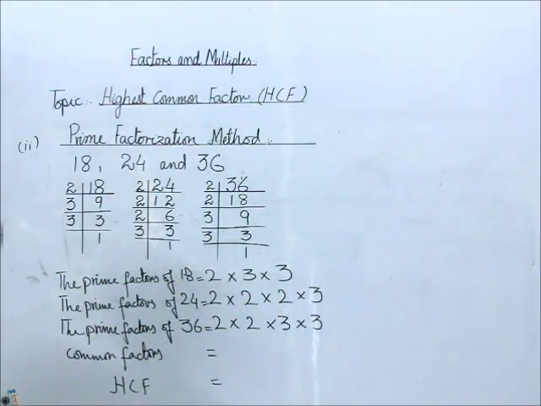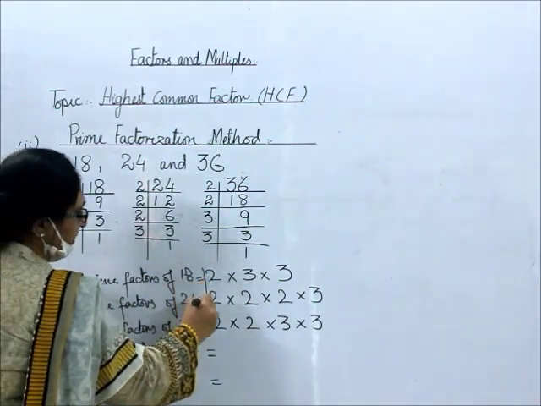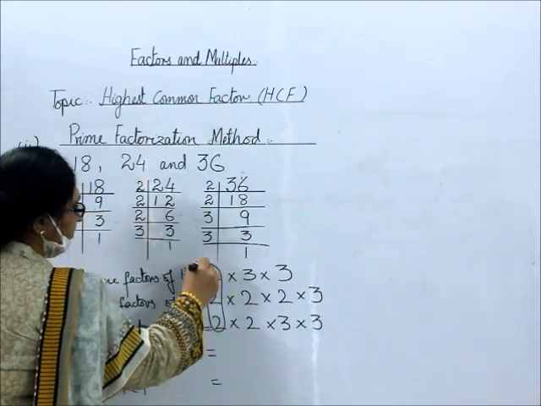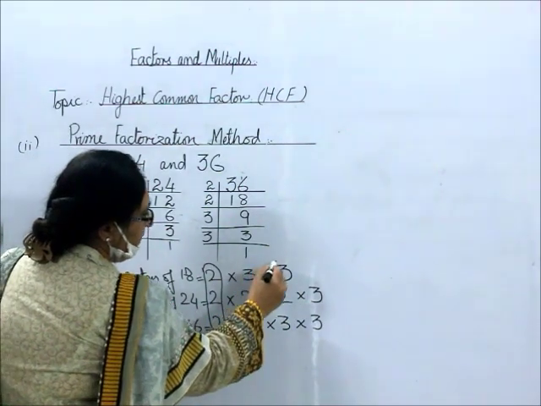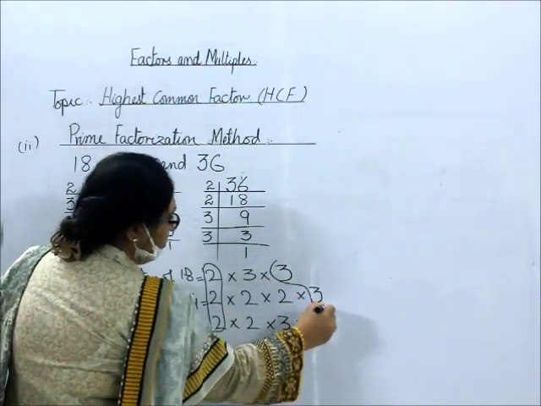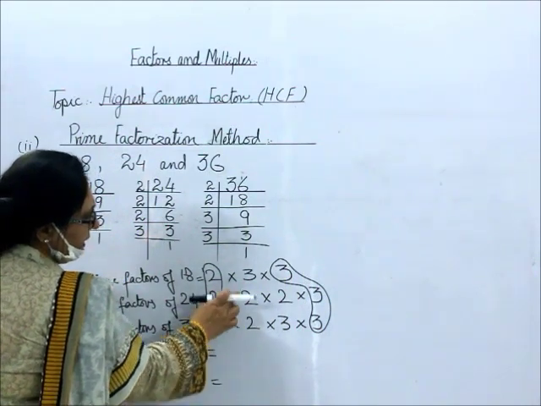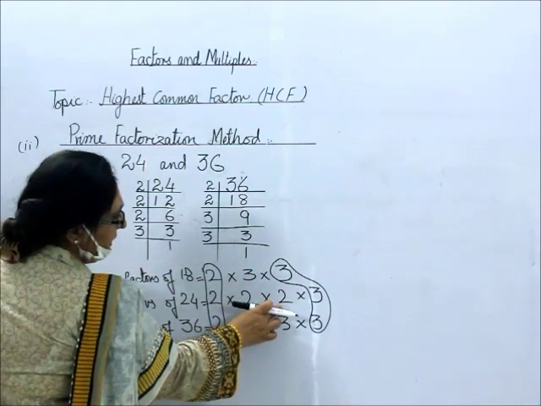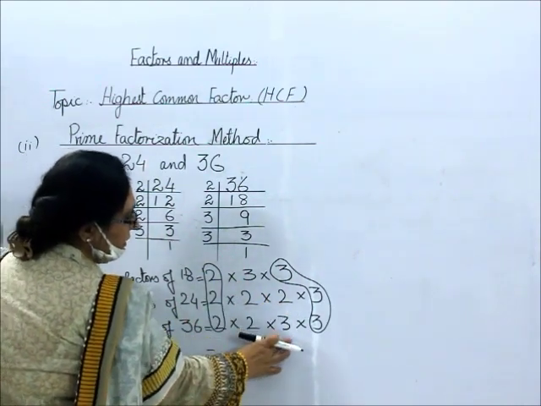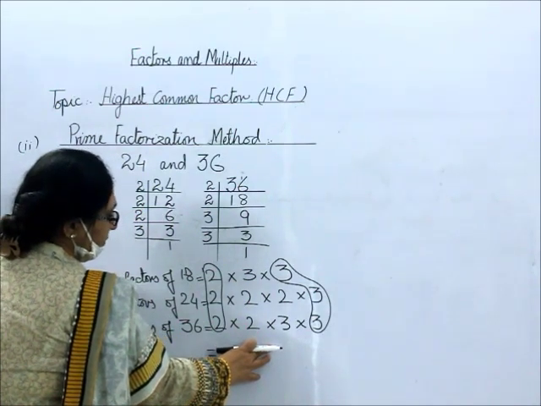Okay students, now we have to loop the common factors. Now you can see this 2 is present in all the 3 sets. So it is common. Then this 3 is also present in all the 3 sets. So it is also common. Now what about these 2s? You can see in this set we do not have 2, and in this set we do not have 3. So we are not going to take these numbers as common factors of 18, 24 and 36.